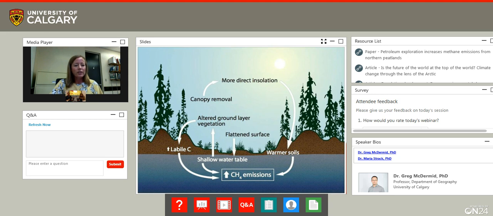So we know that the trees have been cleared away, and as Greg mentioned, they take a very long time to grow back. So this means that you get more sunshine falling on the surface. And then we also know that you have compacted that surface and made it wetter. So those two things together, more solar radiation and wetter conditions, tend to lead to warmer soils as well on those lines.